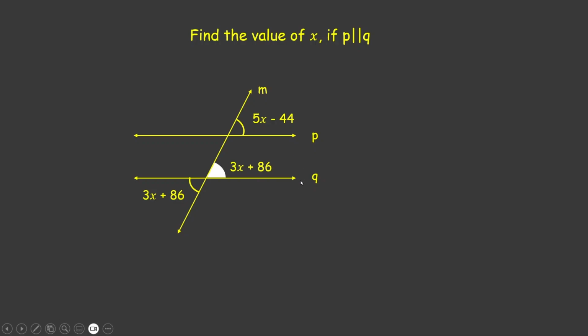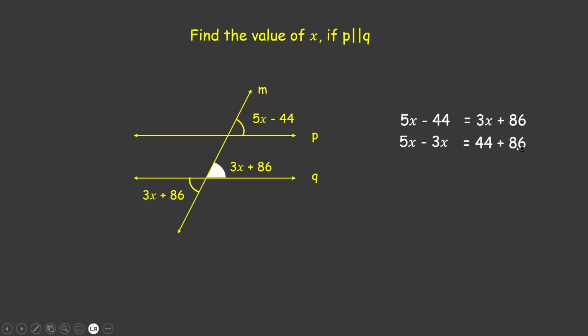Next, if lines P and Q are parallel and M is the transversal, this angle 3x plus 8x and this angle 5x minus 44 form a pair of corresponding angles, which are again equal. So 5x minus 44 is equal to 3x plus 8x. Now let's transpose 3x to this side, so this will be negative. This is 5x minus 3x equal to 44, when negative 44 is transposed to the other side it becomes positive 44.